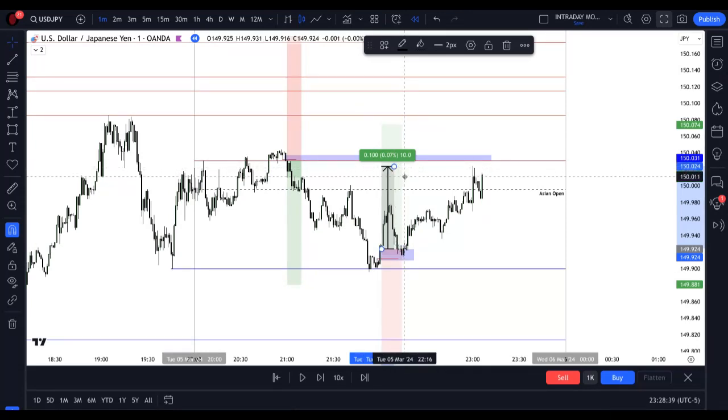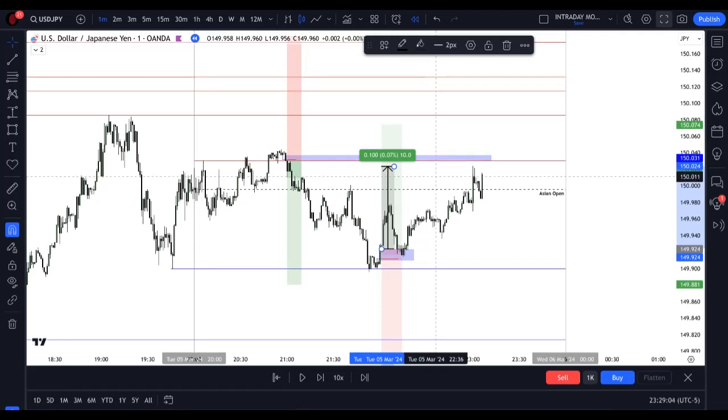I don't want to be greedy, so I want to scale out. Someone asked the question, what do I mean by scaling out or taking partials? Meaning, if you took a standard lot, like a one lot, you don't have to close the entire trade. You can close off a portion of that trade. You can close off 80% of that trade, 50%, 20%, 10%, and still hold for higher price action.